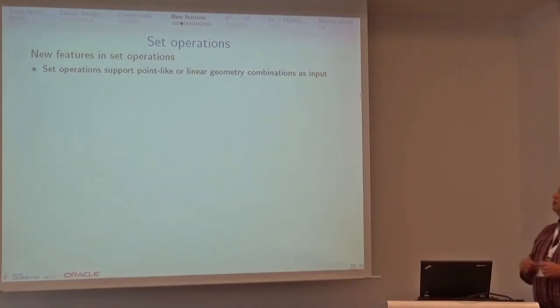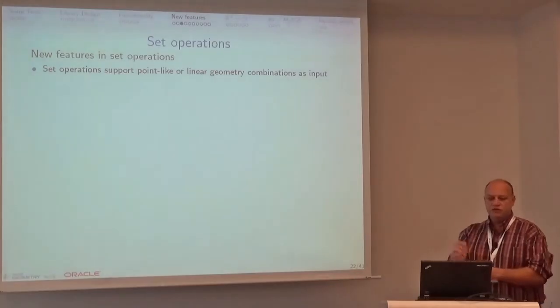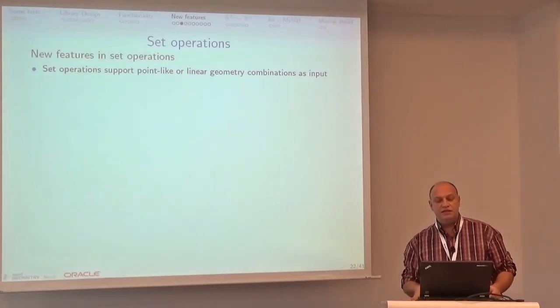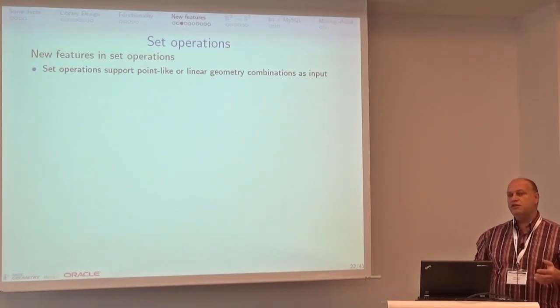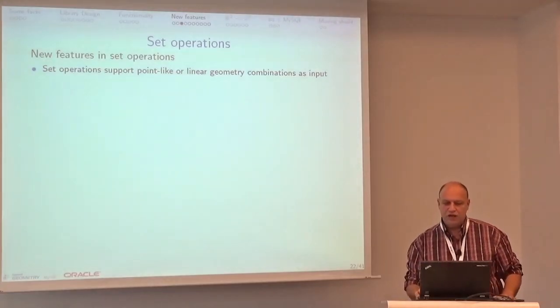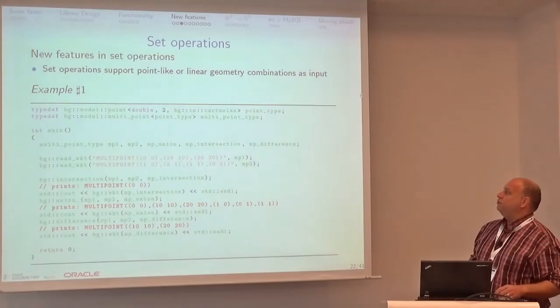What about set operations? We have done quite a bit of work in the past 2 years with respect to set operations, and now what we have, which was not in there yet, was not in there in 155, is set operations between point-like geometries, so points or multi-points, and linear geometries, which is either line strings or multi-line strings. So we can get these as input and give you back the set operation output for these geometries.